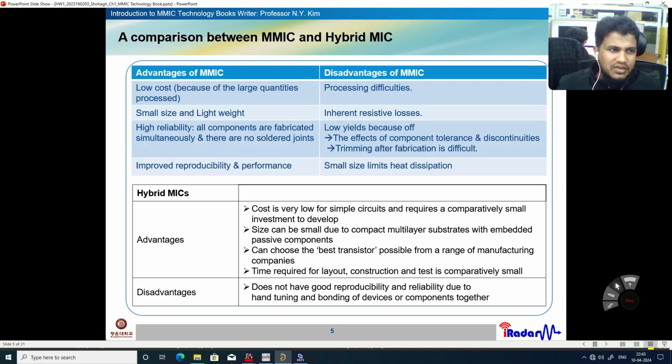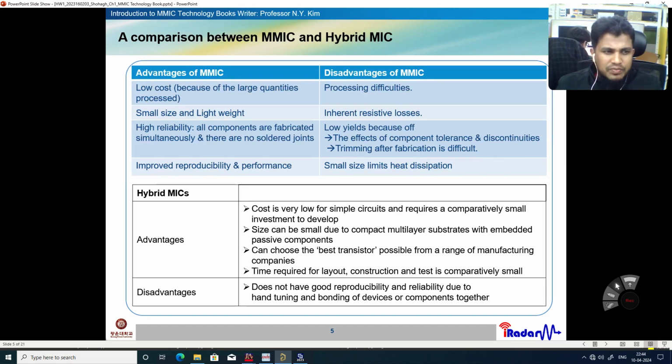Now I want to discuss a comparison between MMIC and hybrid MIC. Hybrid MIC is the earlier technology, and MMIC was introduced later. So here I want to mention the advantages and disadvantages of MMIC. The advantages first: it is low cost, small in size, and highly reliable. All the components are fabricated simultaneously and there is no solder joint.